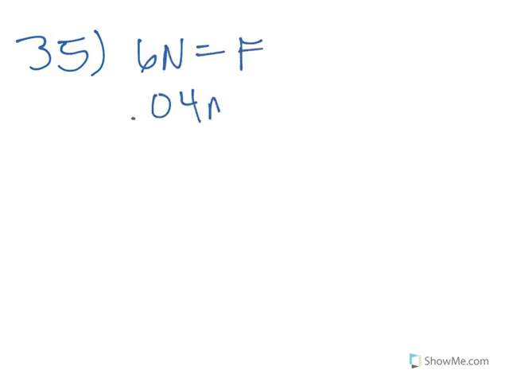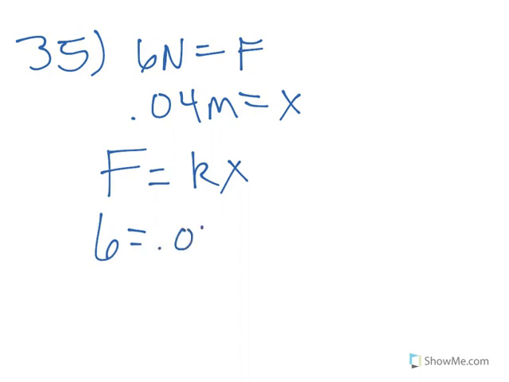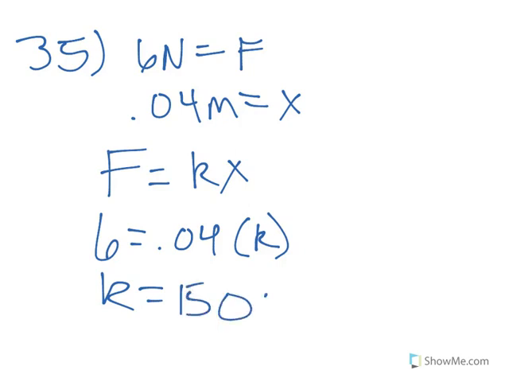Okay? 35. The diagram pictured shows a spring compressed by a 6 Newton force. So on 35 you have a 6 Newton force, and we have a compression of 0.04 meters. And so what we're trying to do is to find k. So force equals kx, 6 equals 0.04 times k. And so we solve for this and we get k is equal to 150 Newtons per meter.